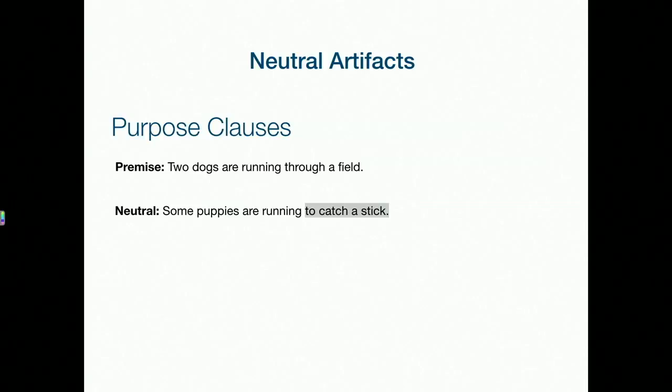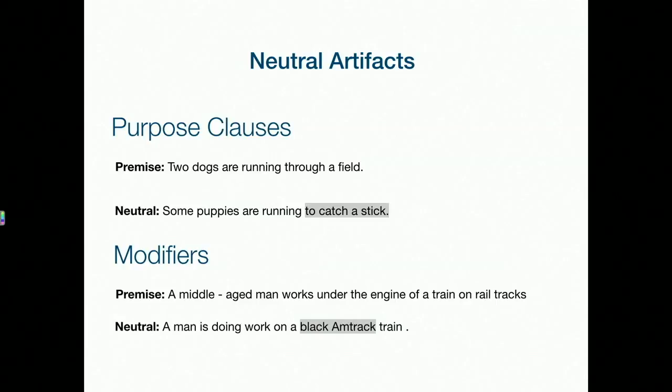Neutral artifacts contain purpose clauses. For example, if two dogs are running through a field, the neutral hypothesis that was created was some puppies are running to catch a stick. Basically, an ambiguous situation was created by applying a reason to the premise. Modifiers were also really popular, where people just stuck adjectives or superlatives in front of entities in the premise to create the neutral hypothesis.